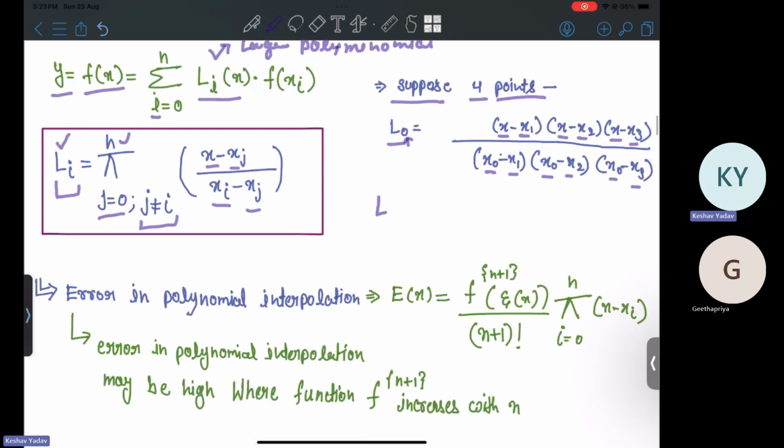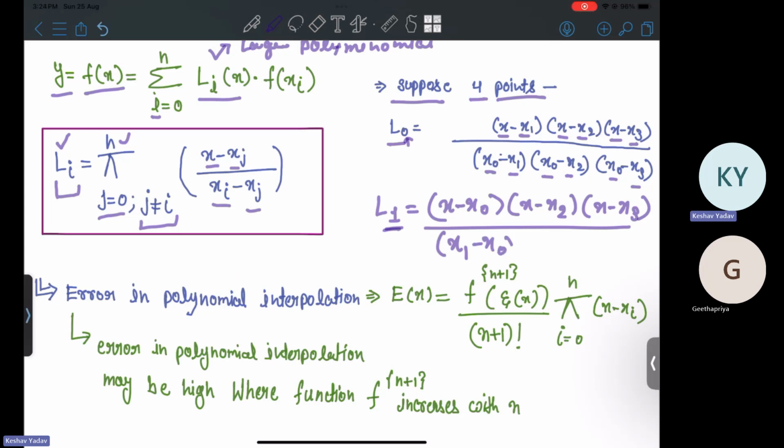Suppose I want to write L1. What will be the value of L1? x minus x0, then x minus x1 is skipped, since 1 is here, so I will remove this and directly go to 2: x minus x2, then x minus x3. The denominator will have the same terms, but whatever is here I will put directly: x1 minus x0, x1 minus x2, x1 minus x3. So this will be my L1.